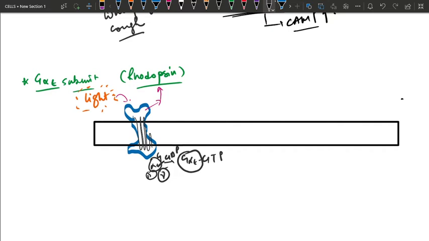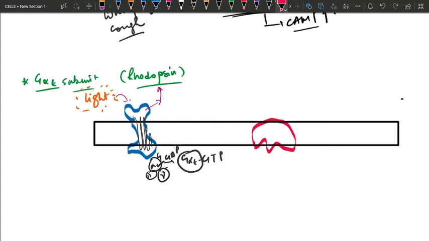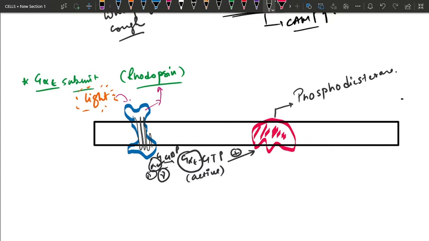Now there is a particularly important enzyme present in the membrane as well, the phosphodiesterase enzyme. When G alpha T binds with GTP, it becomes active and stimulates this phosphodiesterase enzyme. This phosphodiesterase converts cyclic GMP, not AMP, cyclic GMP, to GMP. So there is a decrease in the cyclic GMP level as it is converted to GMP.